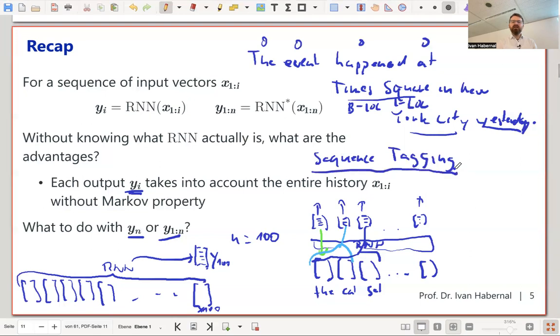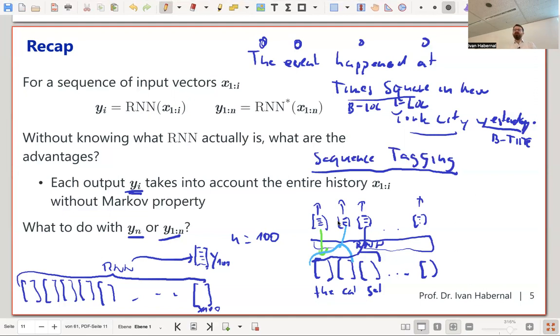Sequence tagging. So you take each word, and here it could be: the event happened at Times Square in New York City yesterday. And for each word, you would predict one of those categories. Is it an O? Is it a B-loc? Is it an I-loc? Is it maybe here a B-time or something like that? For each word, you would make a prediction. And this is how you do tagging.